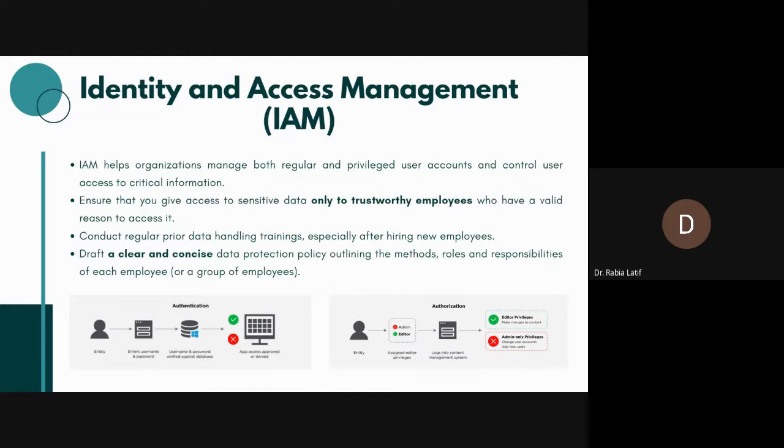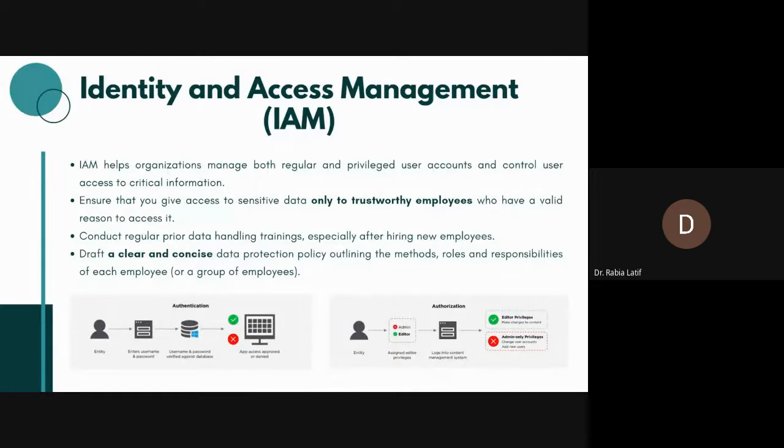The introduction of access controls to your company's workflow is a very efficient risk reduction method. Definitely, the fewer people have access to the data, the lesser the risk of data loss. So you should ensure that you give access to your sensitive data only to trustworthy employees who have a valid reason to access it, not to all.